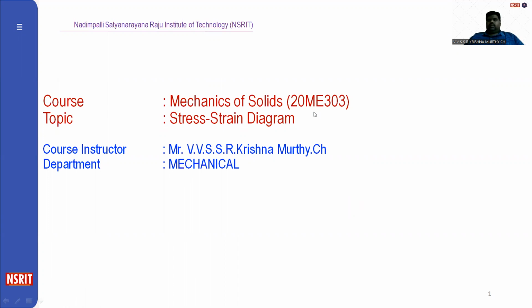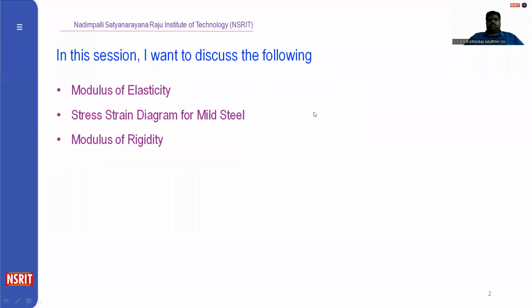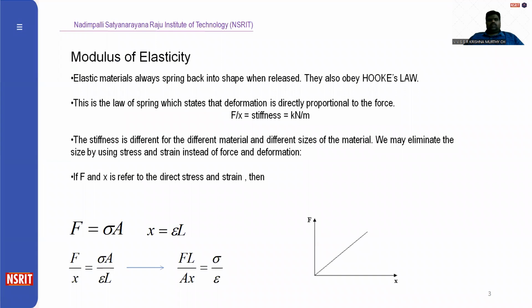Now we are going to the second topic of our first unit, stress strain diagram. In this session, I would like to discuss what we mean by modulus of elasticity, the stress strain diagram for mild steel, and what we mean by modulus of rigidity. So first, modulus of elasticity. Elastic materials always spring back into shape when the load is released. This is also called obeying Hooke's law. So first, let us discuss what we mean by Hooke's law.